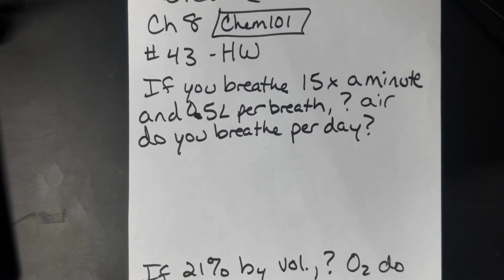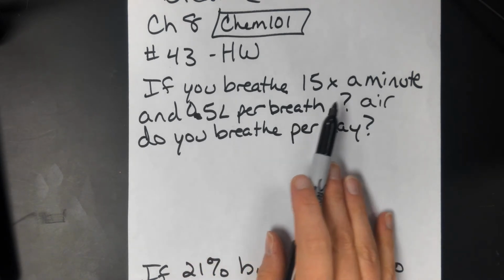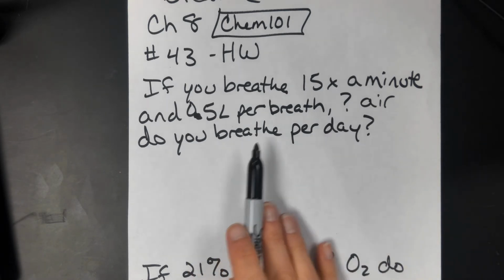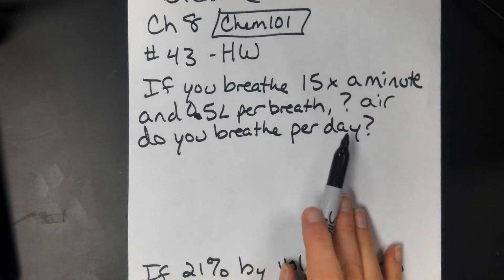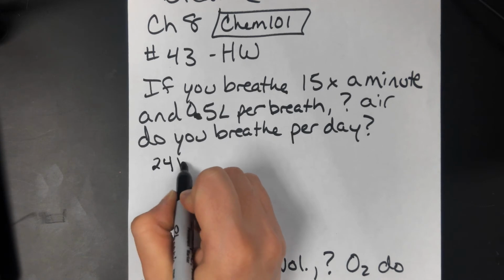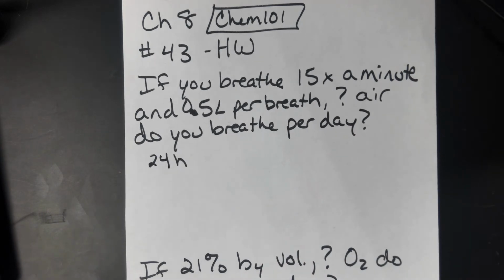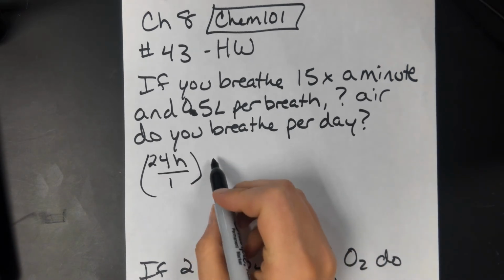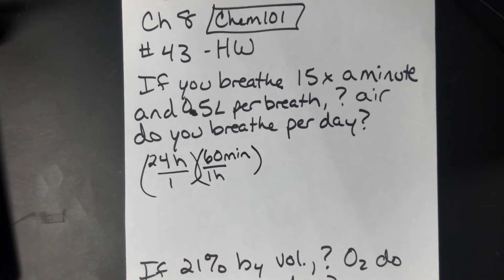They give us that you breathe 15 times per minute, and each breath is 0.5 liters per breath. So how much air do you breathe per day? We're going to figure out that per day means 24 hours. So I'm going to start with 24 hours and turn this into minutes. Start with your unit, put it over 1, and I know that 1 hour has 60 minutes. Right? So now I'm in units of minutes.